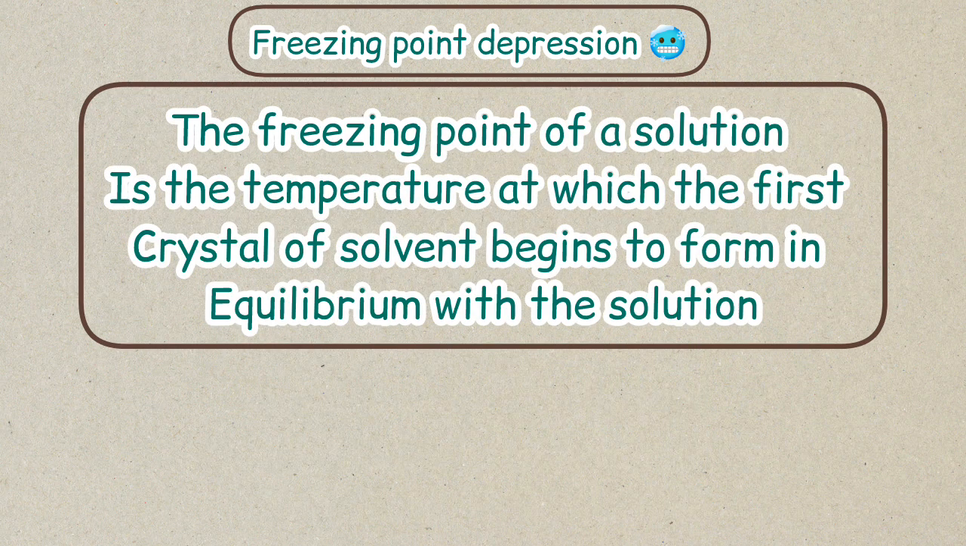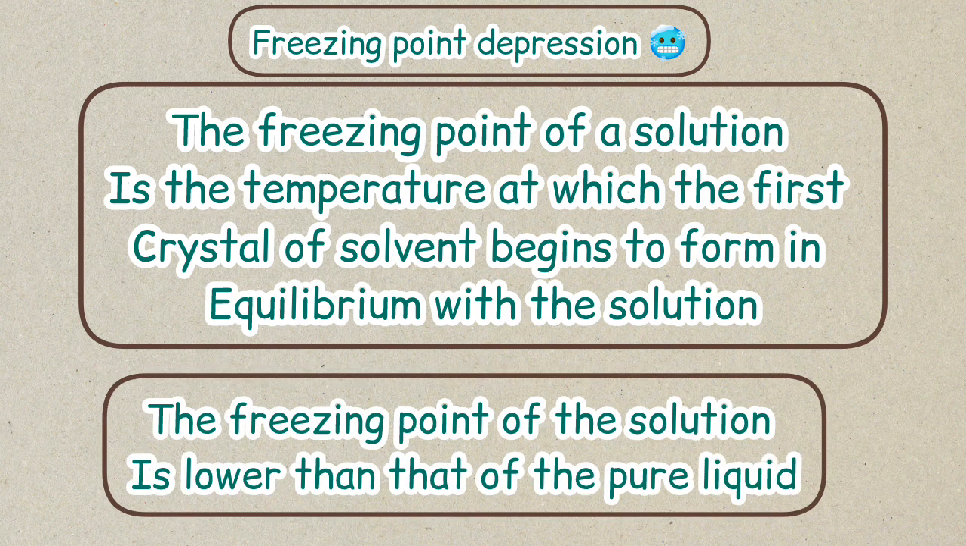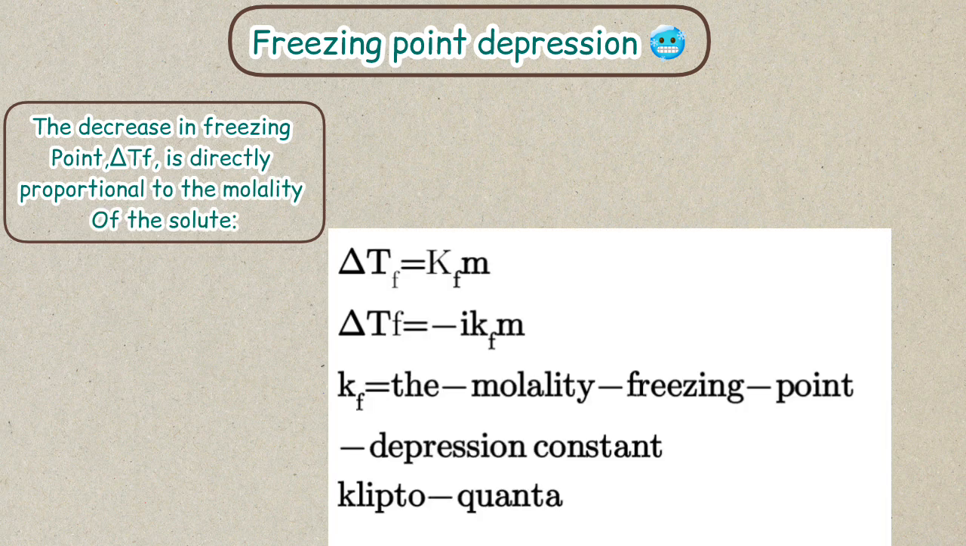So the freezing point of a solution is the temperature at which the first crystal of the solvent usually begins to form in equilibrium with the solution. So the freezing point of a solution is lower than that of the ordinary pure liquid, which we all could testify to. Now the decrease in the freezing point, that's the change in the freezing temperature, is going to be proportional to the molality of the particular solute.